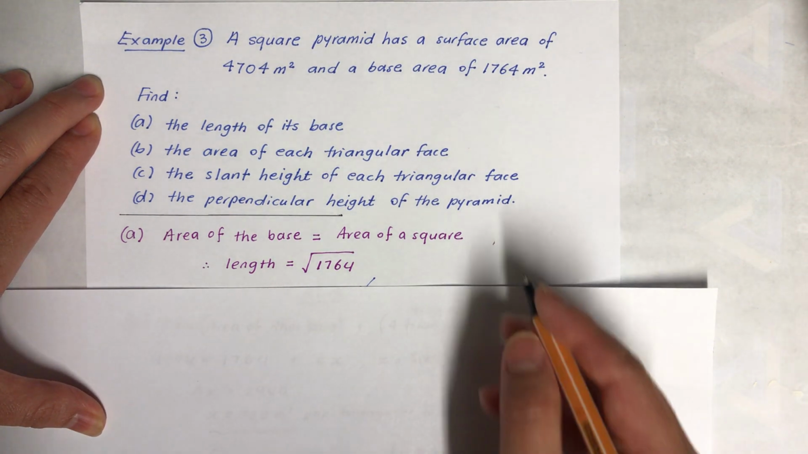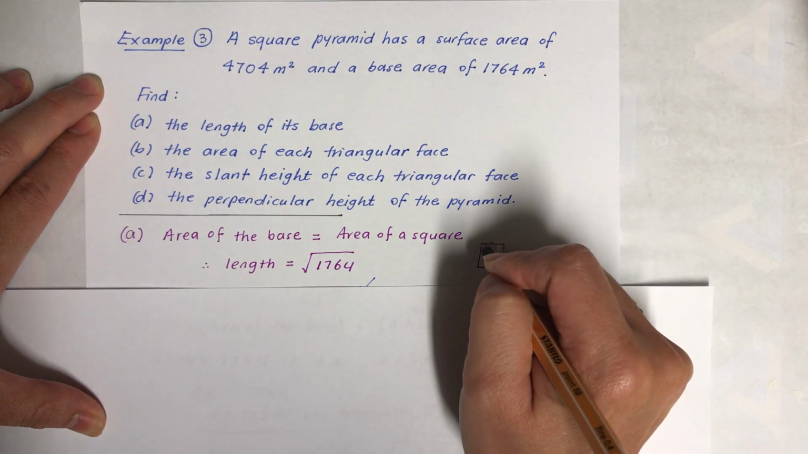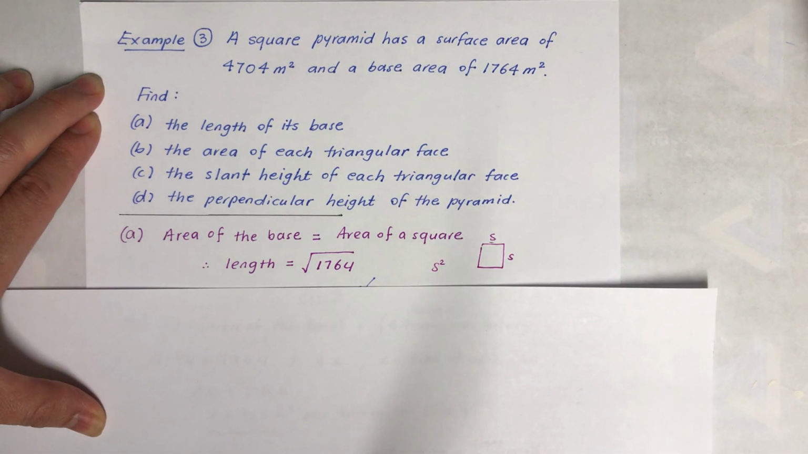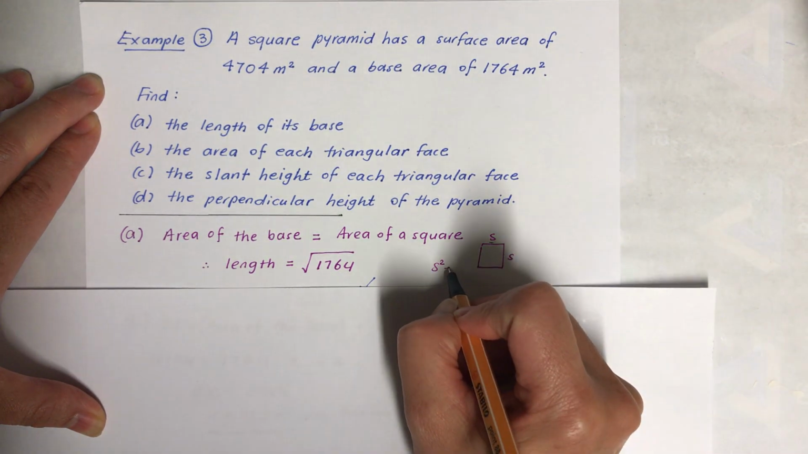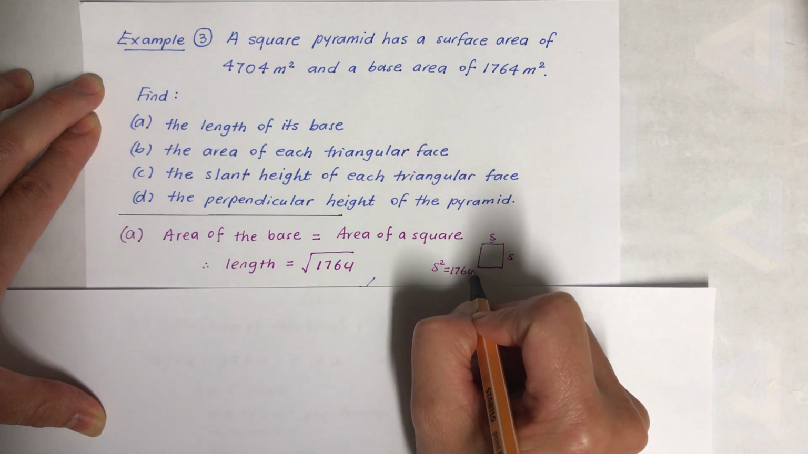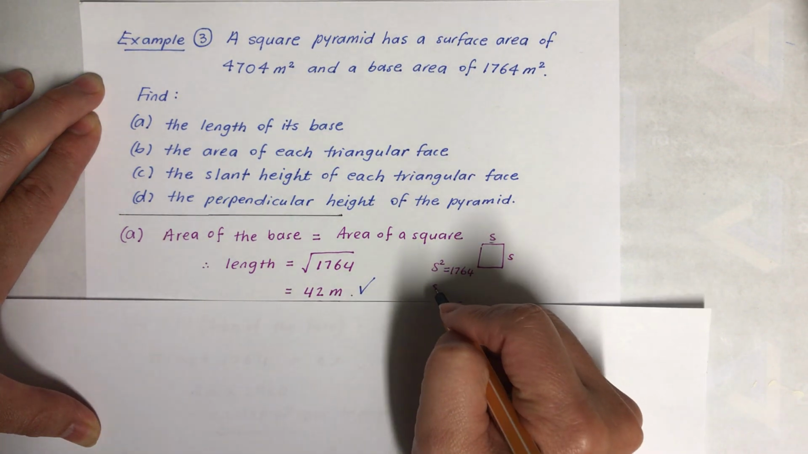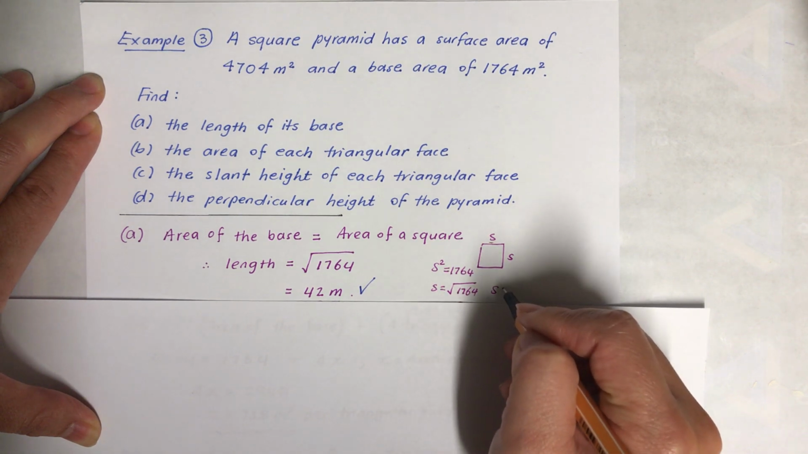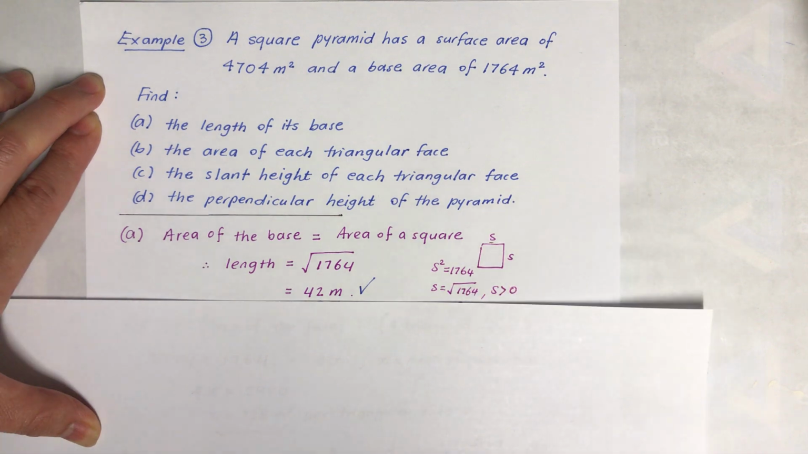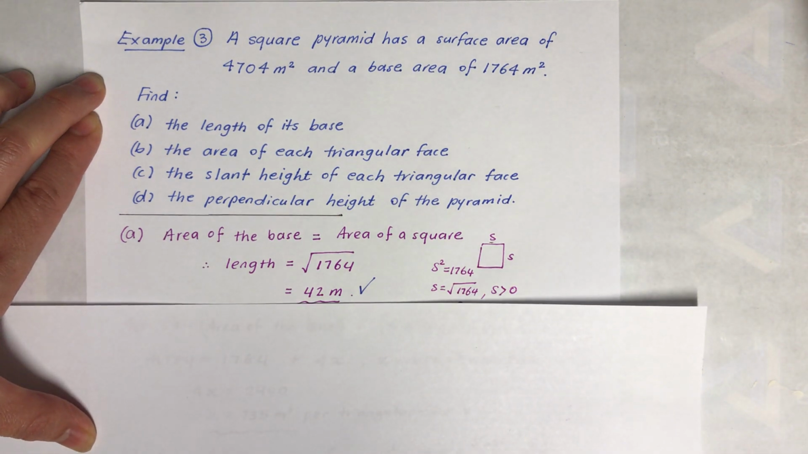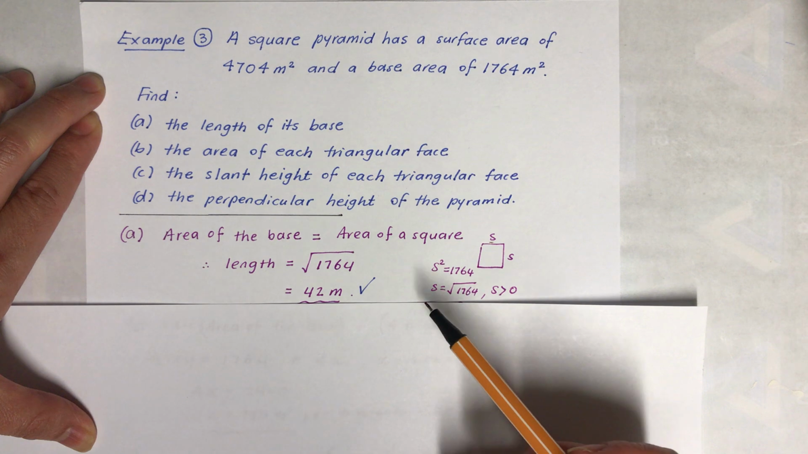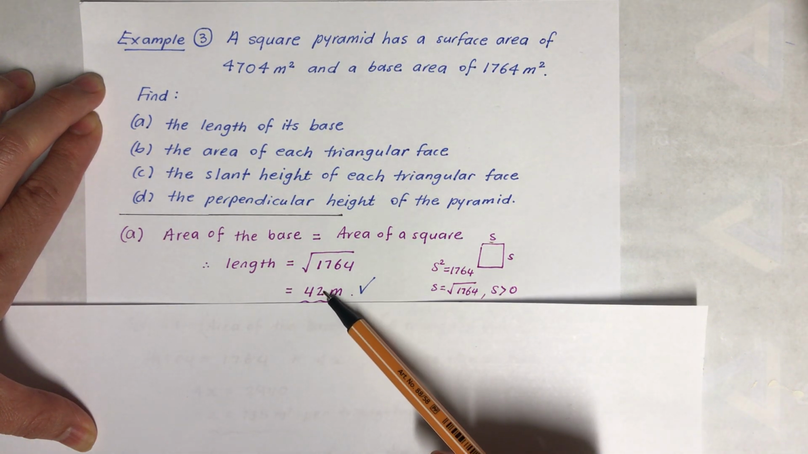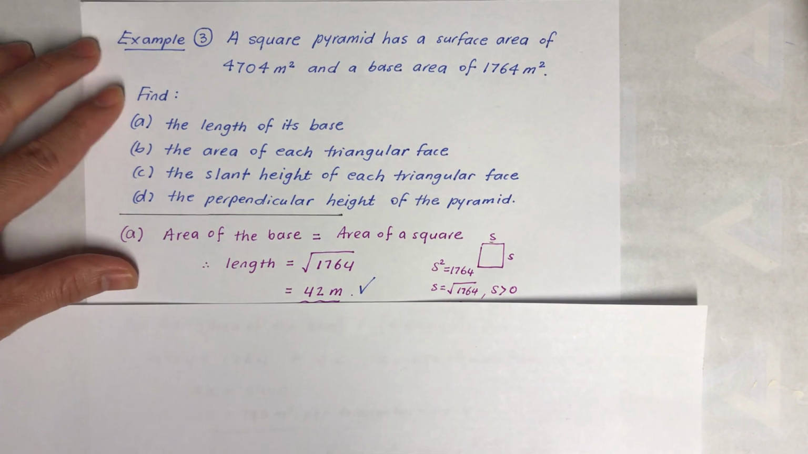Now to get the length, it was S. So S squared equals 1,764, so S will be the square root of 1,764. And S is what? Length, isn't it? It has to be bigger than 0, so we don't have to worry about negative, because normally S squared equals plus or minus square root of something. But in this case, we're only going to count positive. So it's going to be 42 meters.